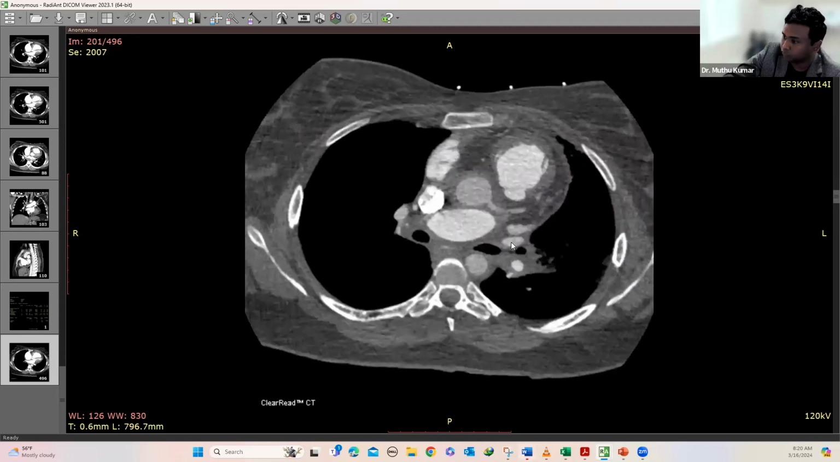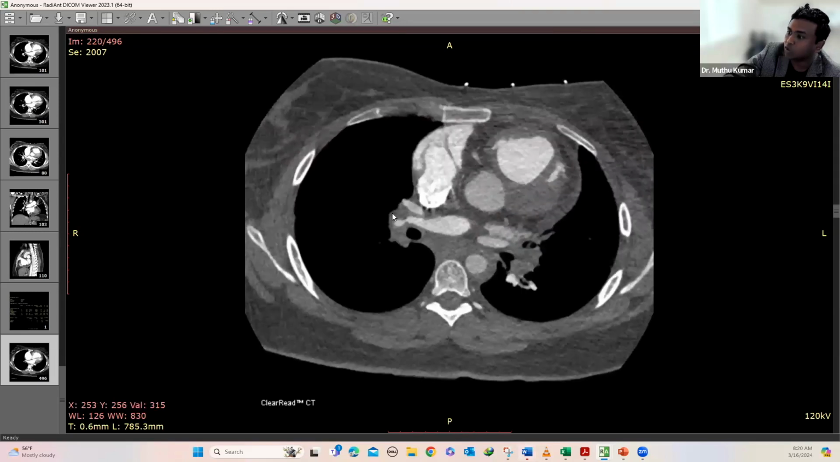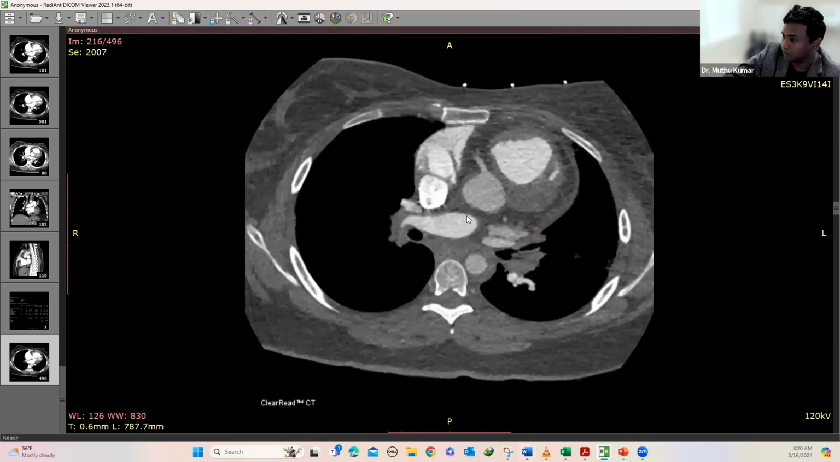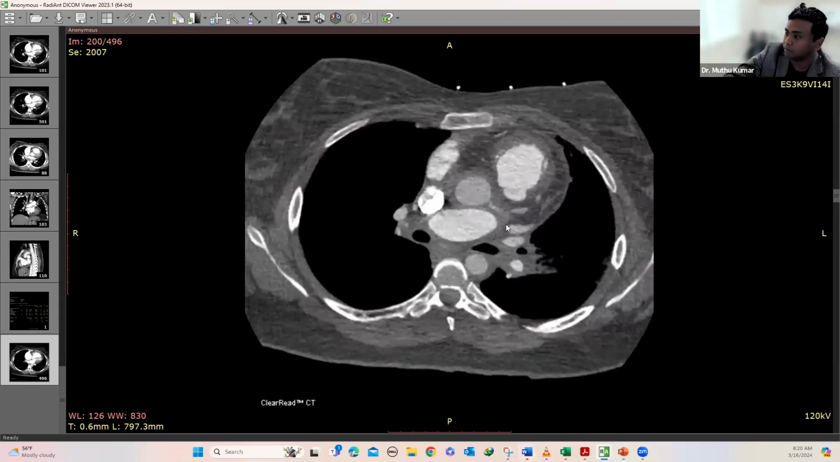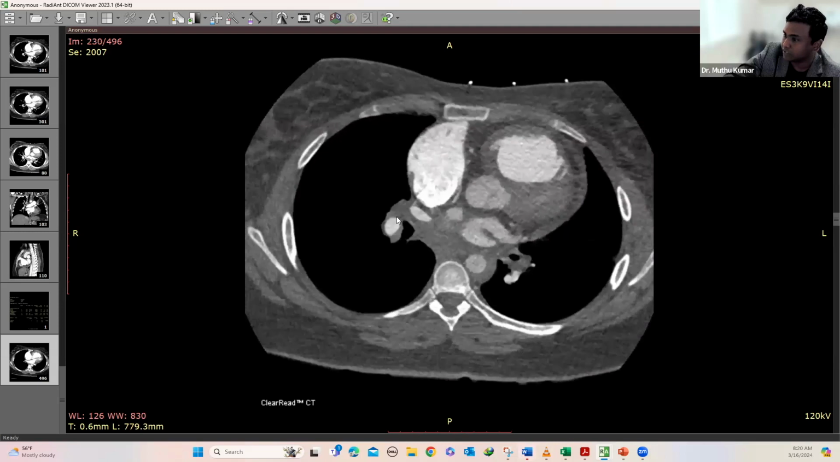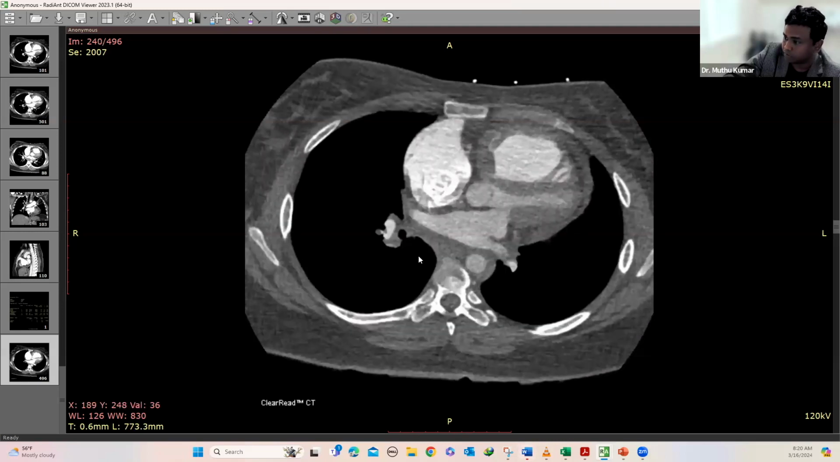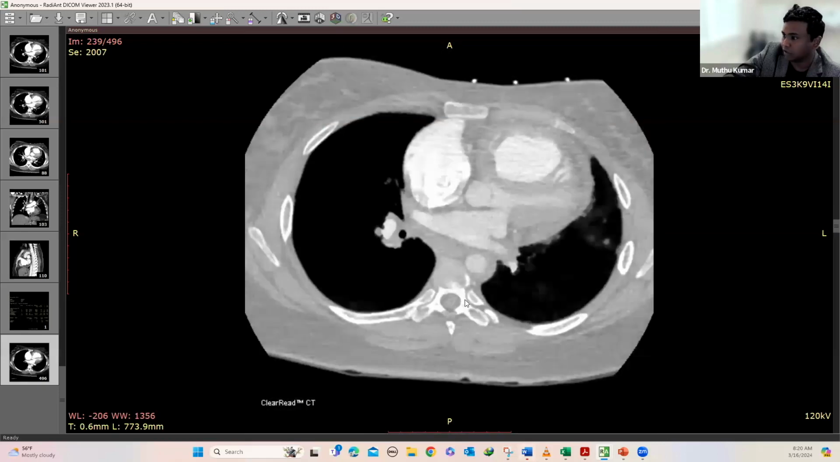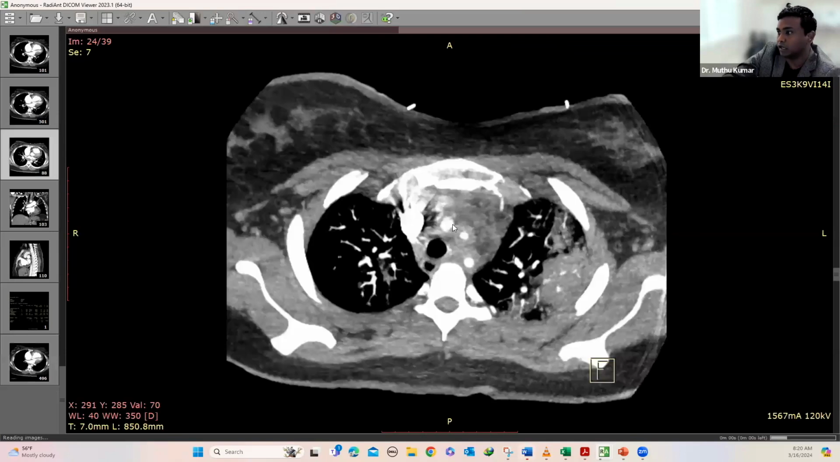And as we go down further, you can see there is an area of narrowing within the distal right main pulmonary artery, as well as within the distal left main pulmonary artery. As we go down further and further, you can see there is more soft tissue infiltration, and there is a tiny thrombus within the pulmonary artery as well.